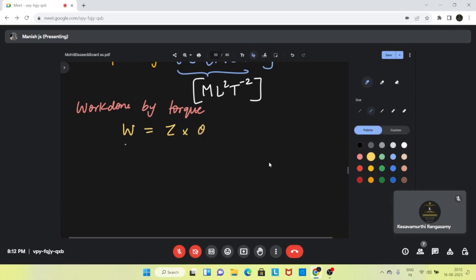So in simple terms you can write tau into theta. Tau theta, we write it like that. Okay, so this is the work done by a torque. That is the relation.